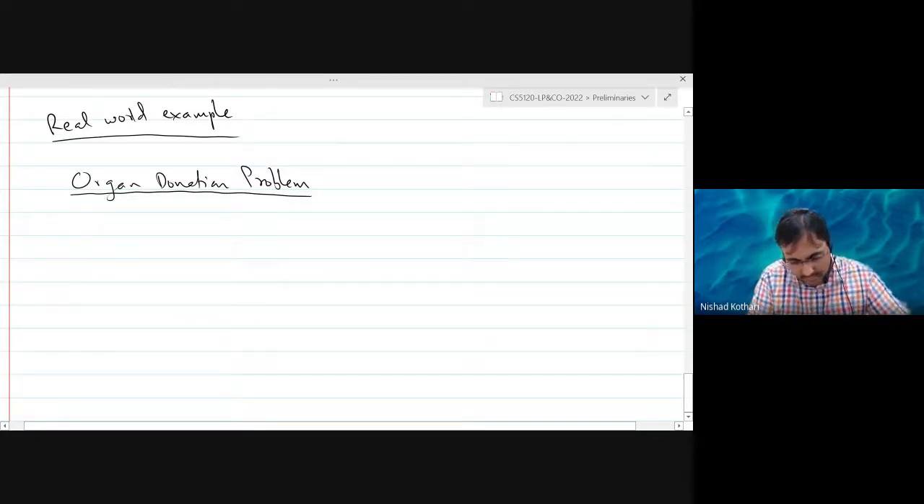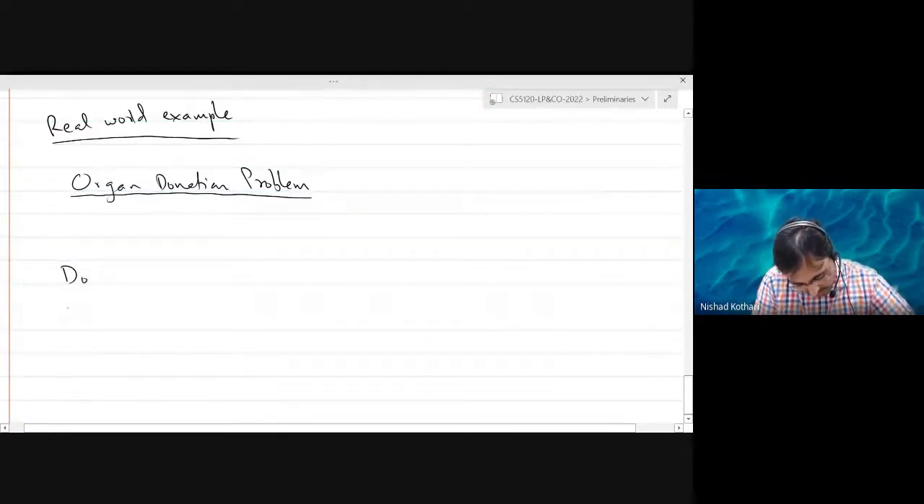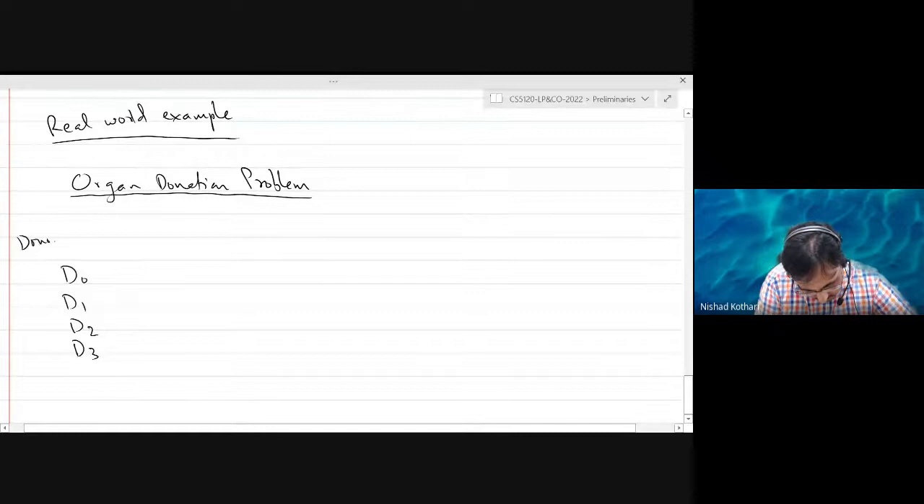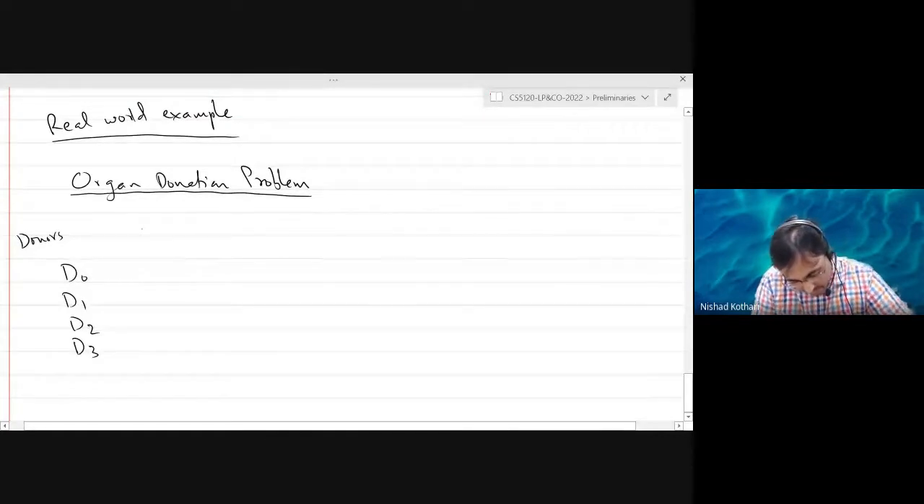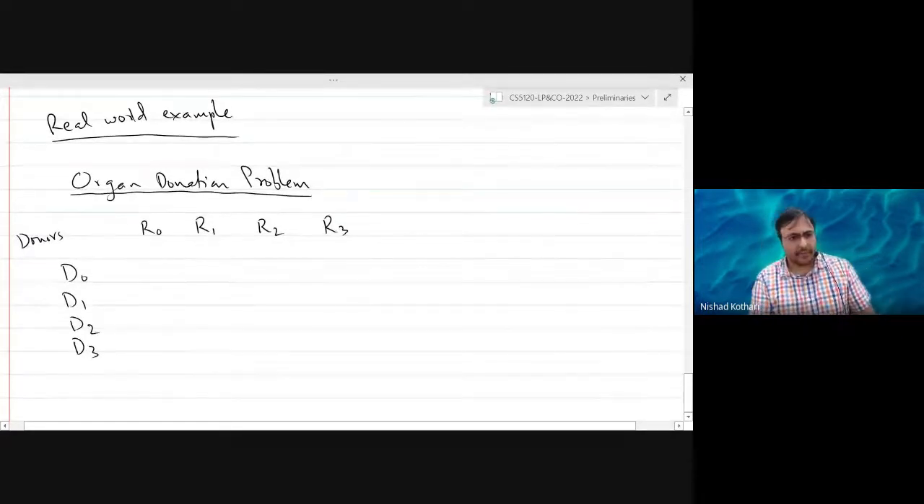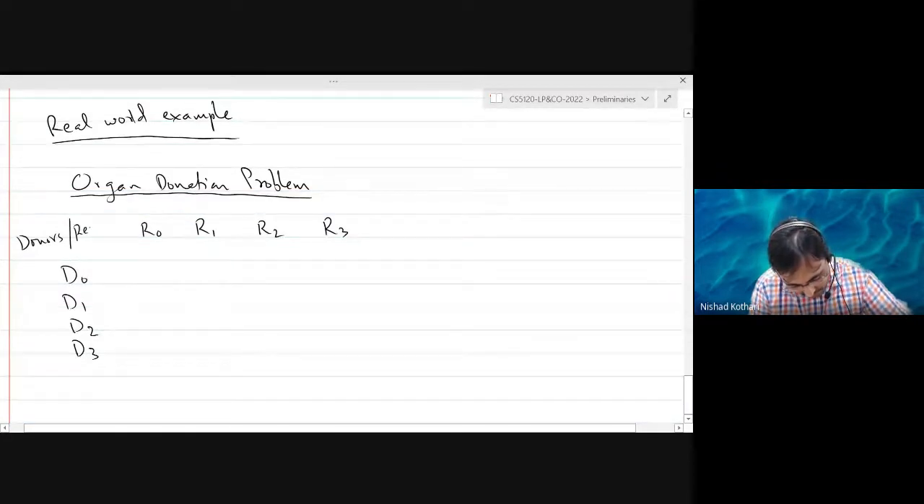Okay, so let's say you have a bunch of donors. I'm just going to give you a specific instance. So these are donors, and let's say you have some recipients. And let us simplify matters by having an equal number of donors and an equal number of recipients.